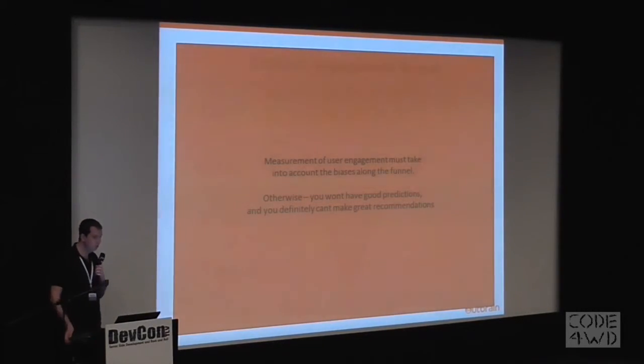So measurement of user engagement must consider where the engagement metric falls under the engagement funnel. And if you don't do that, you will give wrong recommendations. If you give recommendations to publishers or editors on what content they should be writing about based on these biased engagement metrics, then you're actually causing them damage.